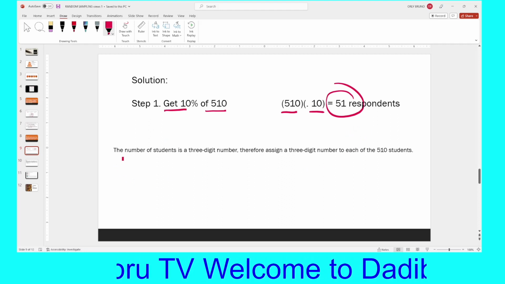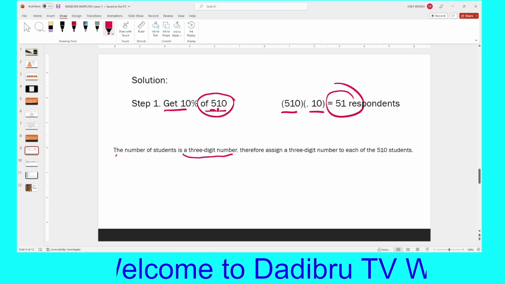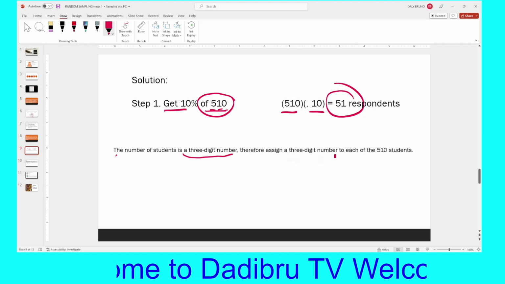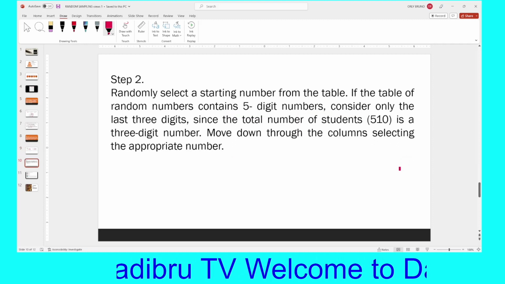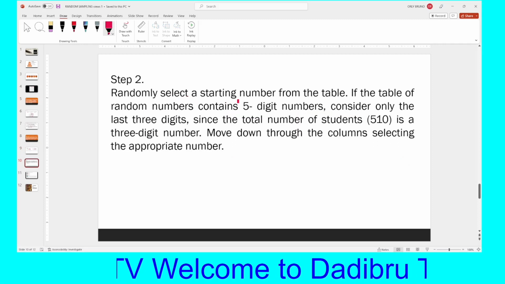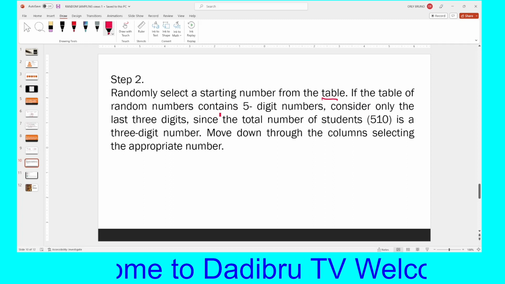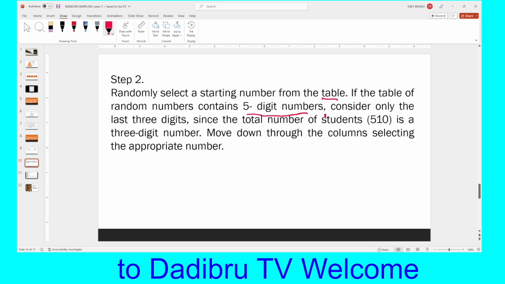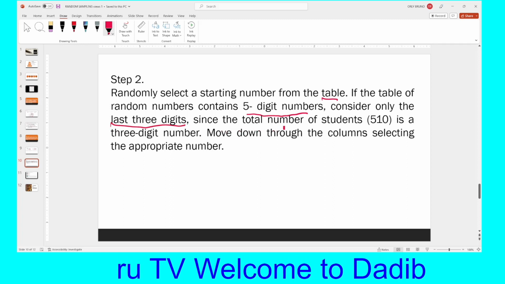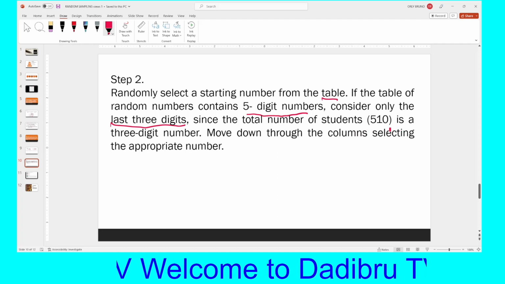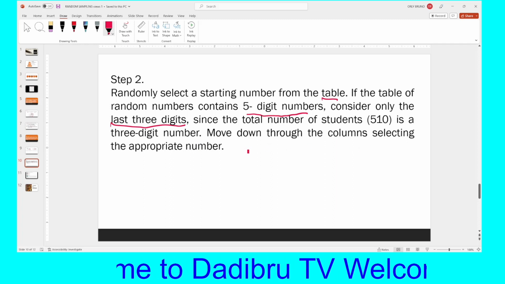Now, since the number of students is a 3-digit number, right? 510, it is a 3-digit number. Therefore, assign a 3-digit number to each of the 510 using the random numbers. Okay? Randomly select a starting number from the table. If the table of random numbers contains 5-digit numbers, consider only the last 3 digits, since the total number of students, which is 510, is a 3-digit number. Move down through the column, selecting the appropriate number.